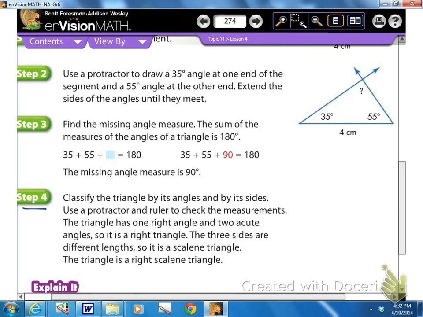Alright, and the last step would be to classify the triangle by its angles and sides. So use a protractor and a ruler to check the measurements. The triangle has one right angle and two acute angles, so it's definitely a right triangle. And then if you measure the three sides, you can see they're different lengths, so it's also a scalene triangle. So it's a right scalene triangle.